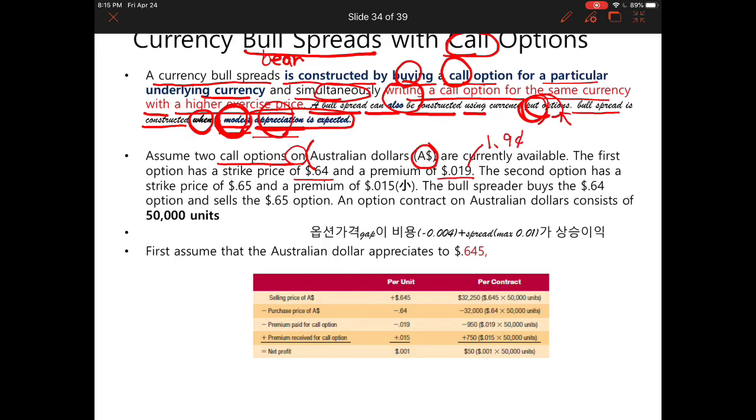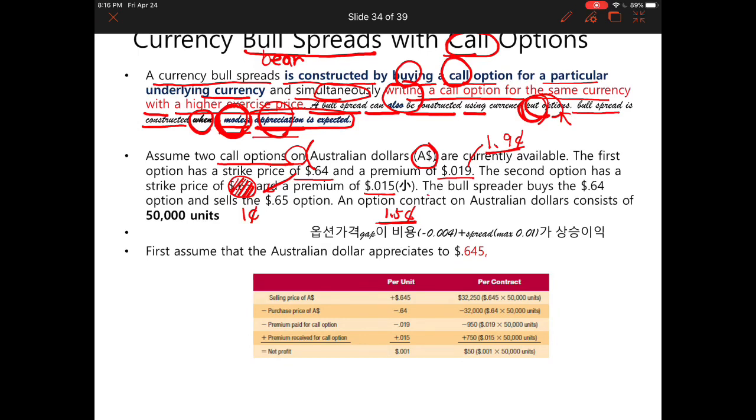And the second option has a higher strike price. By how much? 1 cent higher. And the option premium becomes 0.015, which is 1.5 cents, right? By the way, the call option with the higher exercise price costs less than the call option with the lower exercise price. That's a fact, right?